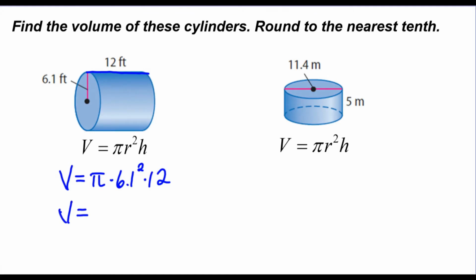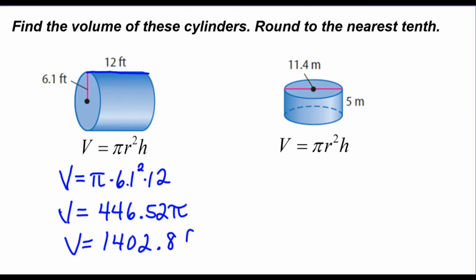So if you take 6.1 squared and multiply that by 12, you get 446.52 times pi. And then I can go ahead and multiply that by pi and round to the nearest tenth. As always, when dealing with pi, we get those irrational numbers, and you get 1,402.8, and the correct label here for volume, cubic feet.